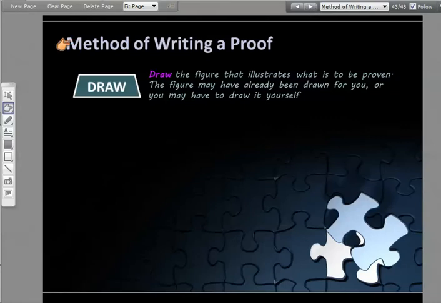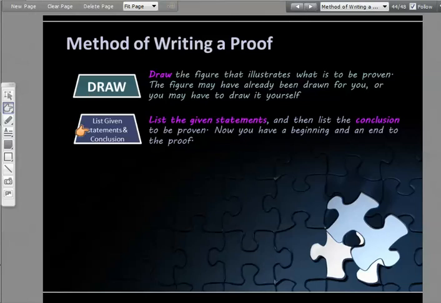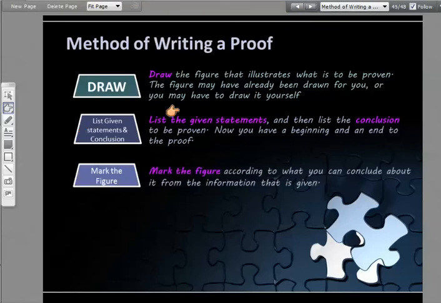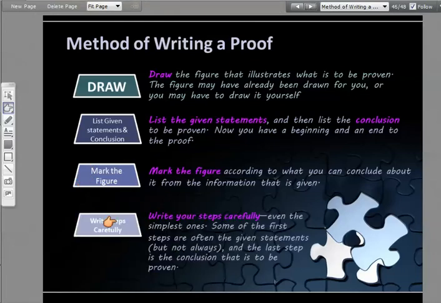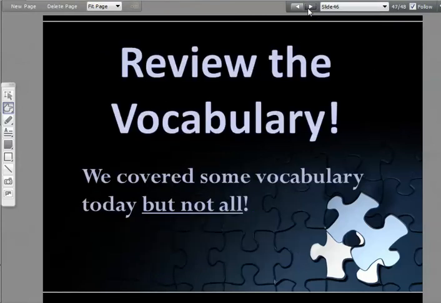How do you do a proof? First, you draw the figure and you mark it up. It may have already been done for you, but sometimes you've got to draw them yourself. List the given, statements, and conclusion. That's your two columns. You've got your statements column and your reasons column. Mark the figure according to what you conclude about it from the information that is given. And then write your steps carefully. This is going to be your statements and your reasons, even for the simplest ones. Some of the first steps are often the given statements, and the last step is the conclusion that is to be proven. And you've got to fill in all the statements in between.